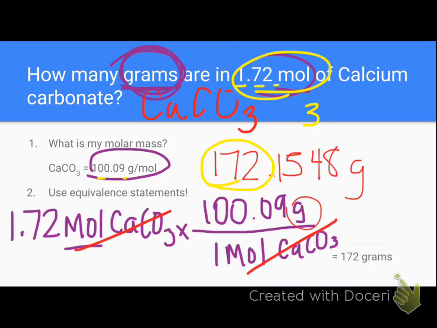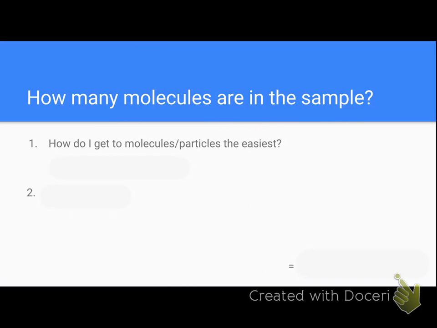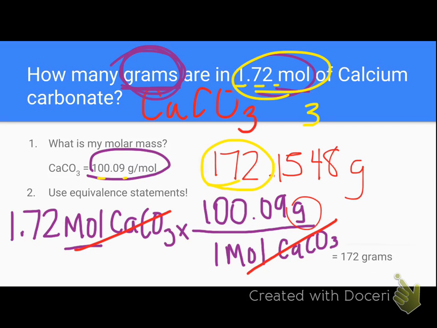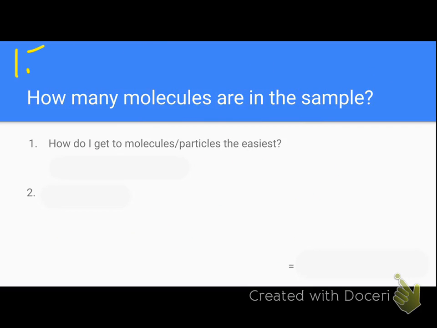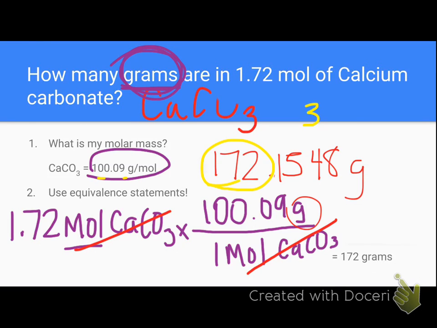Okay, so this is when you're going to start to really pull in all of those things you've done before, and they're really going to be applied to what we are doing now. All right, so how many molecules are in the sample? What sample? The sample that we just did. So flip back real quick. I'm just going to take some pieces of information that we have and we're going to carry them over. We had 1.72 moles. And our molar mass was 100.09 grams per mole.